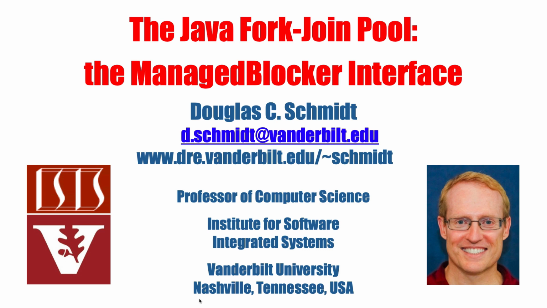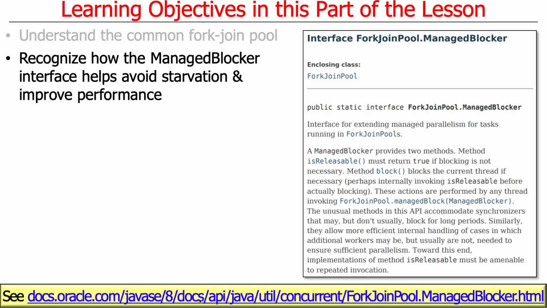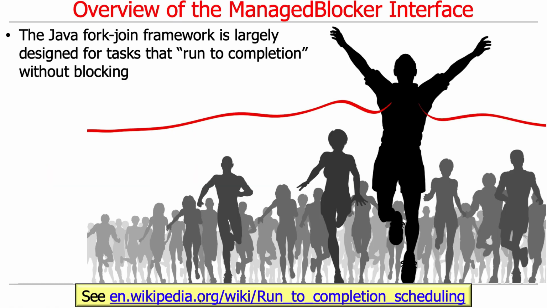So now that you know a little bit about the common fork join pool, let's talk about the ManagedBlocker interface, which is the mechanism by which the common fork join pool can be expanded and ultimately later contracted. And we'll see how this interface is used to avoid starvation and help improve performance, especially for blocking operations.